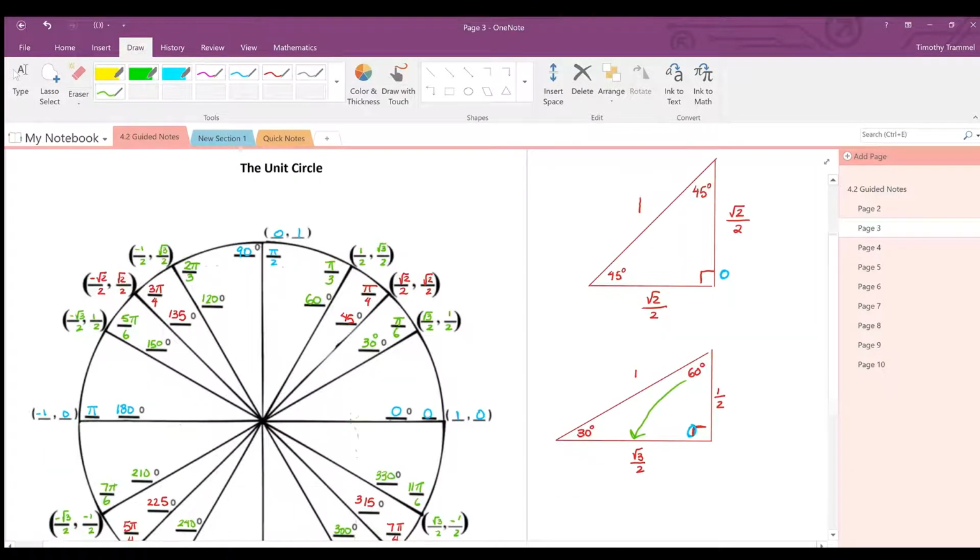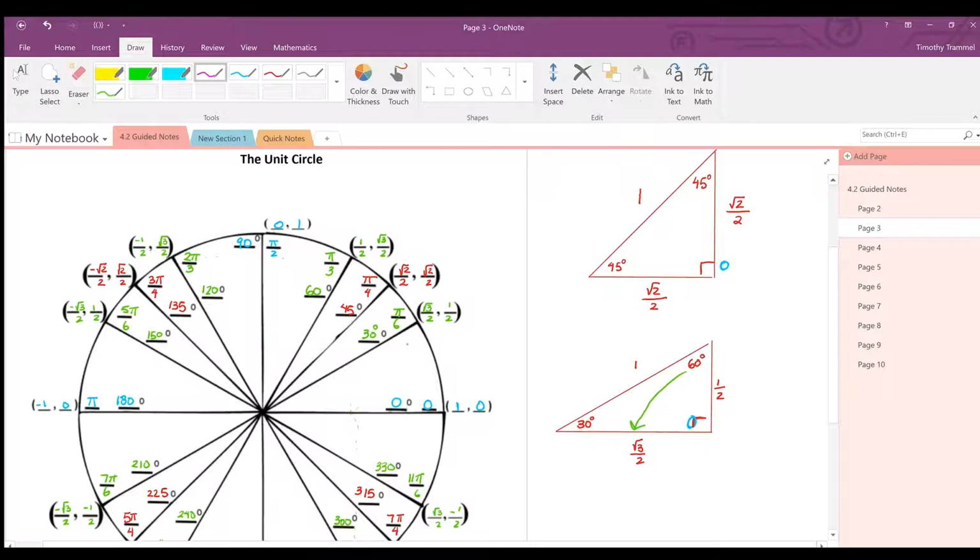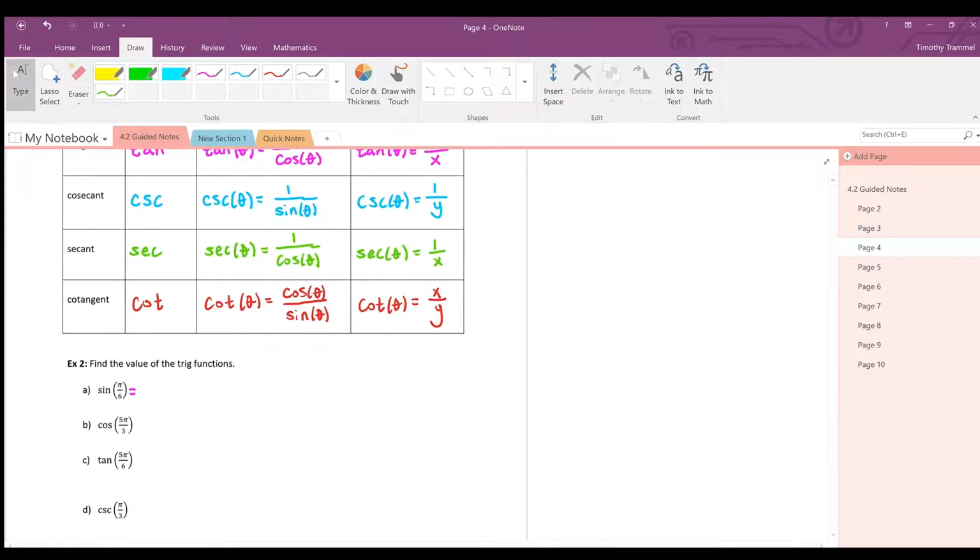Here's our unit circle, and you might already see pi over 6. It's right there. And if we were to look at the y coordinate, that is 1/2. So sine of pi over 6 is equal to 1/2. We'll jump back here and write that in: 1/2.